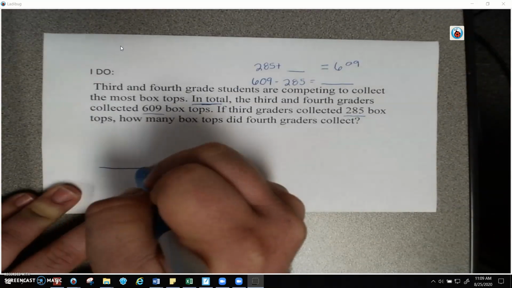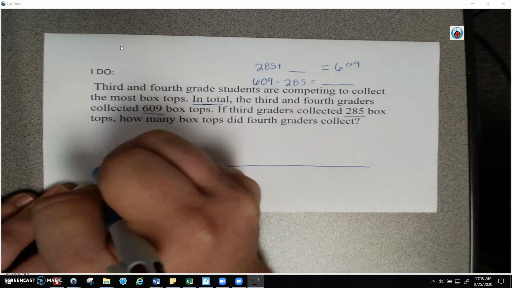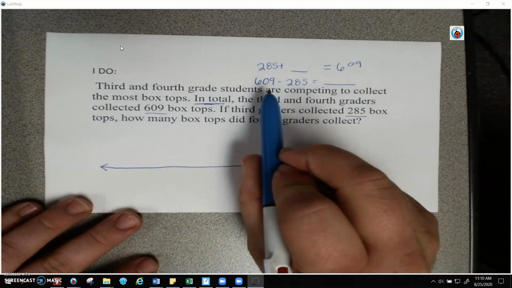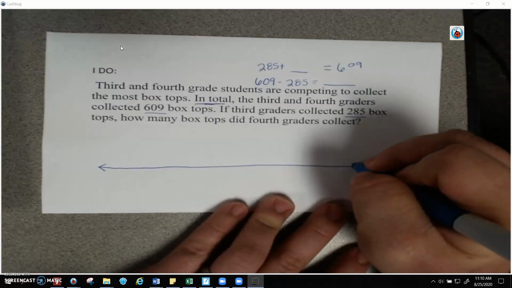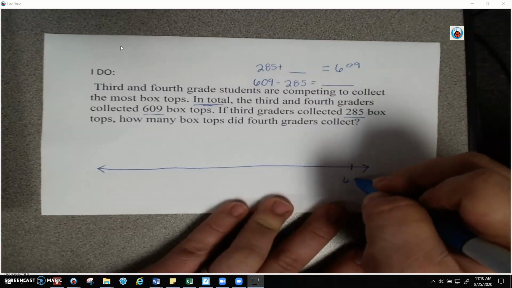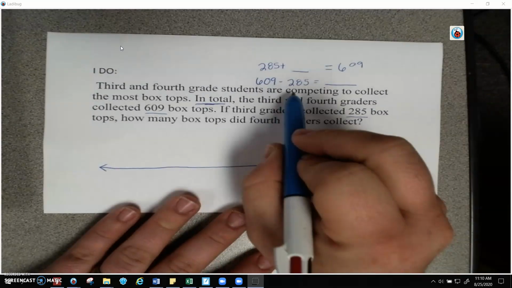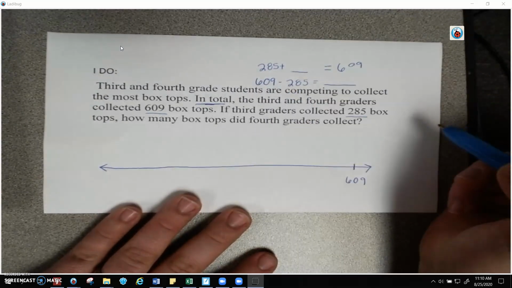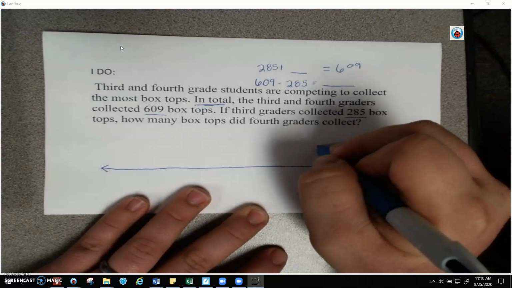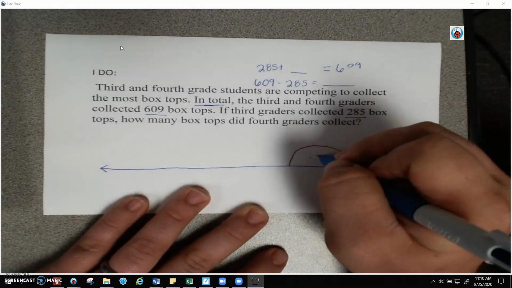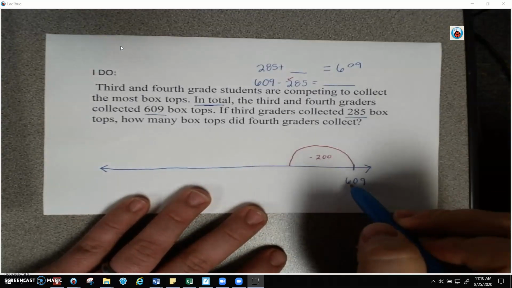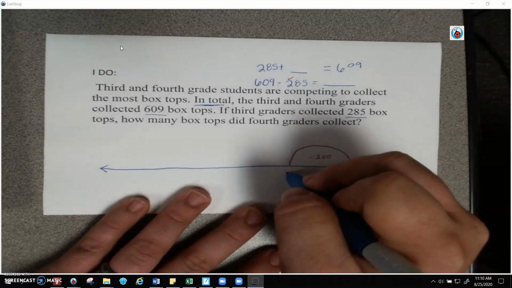So I'm going to draw a number line. And this time, I'm going to start at 609 over here because I'm starting here and working my way backward. So I'm going to start at 609 and take away 285. First, I'm going to take away my hundreds, minus 200. When I take away 200 from 609, I would get 409.